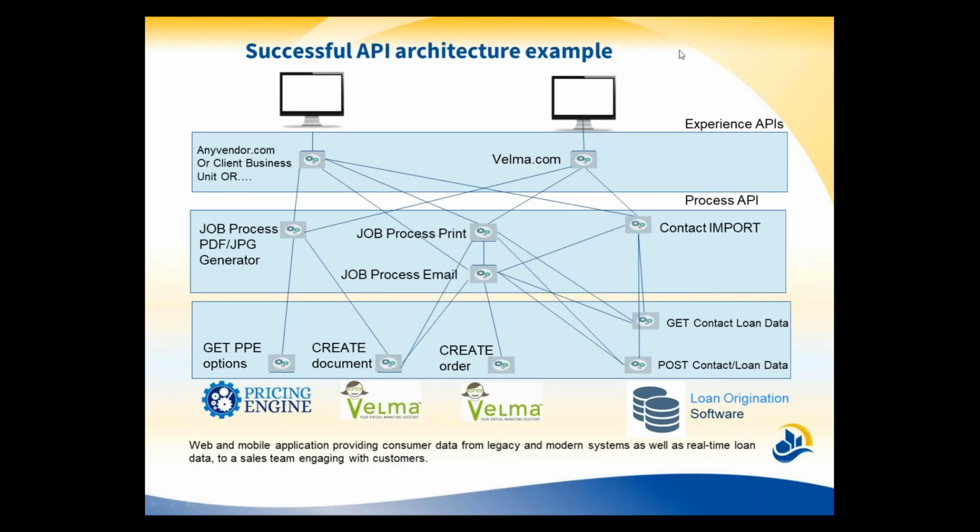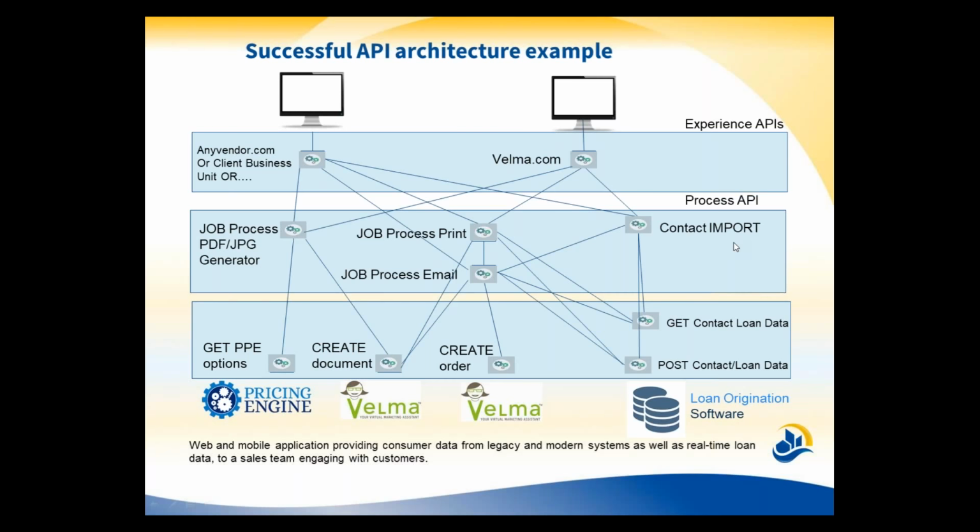And then finally, the experience API is taking those multiple process APIs and ganging them together to create an experience that can be used in Velma.com CRM or anyvendor.com. Or Gina may say in the marketing department, we're going to build our own mobile application and we want to use process APIs to do that very quickly.